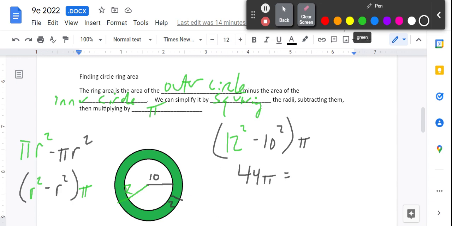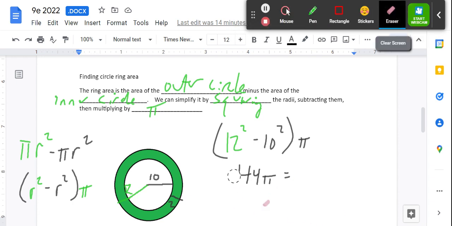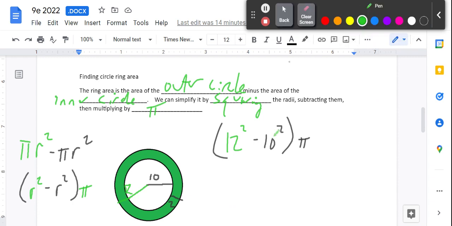All right, 44 pi is really going to be this green area right here. That green area is going to have an area of 44 pi because we have 144 as the radius squared of the big circle, and 100 as the radius squared of the small circle. So 44 times 3.14 is going to be what's left. It's going to be our green area right there.